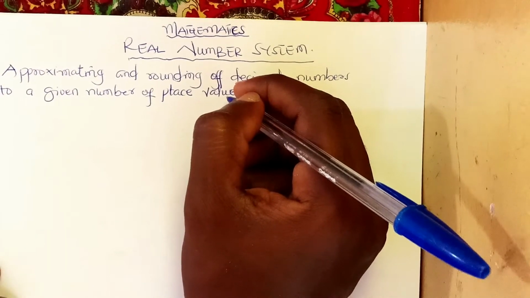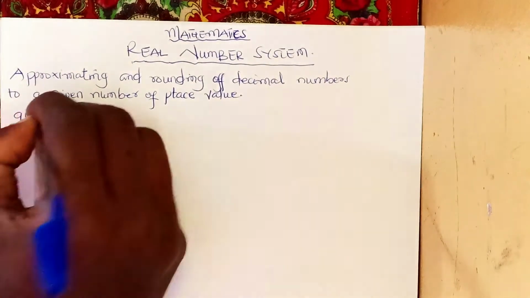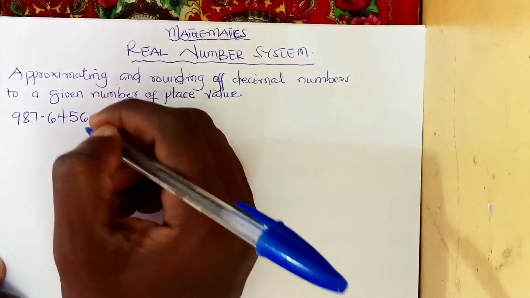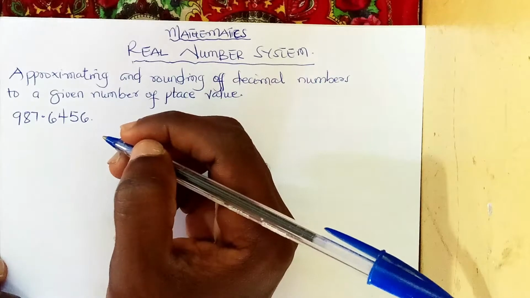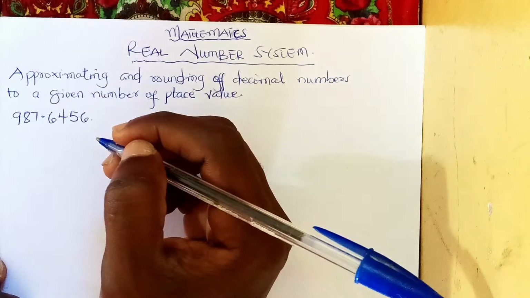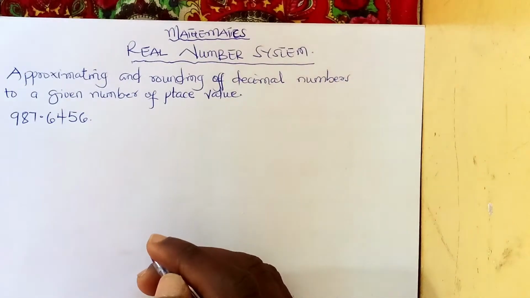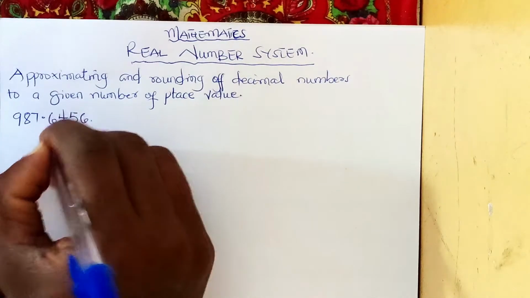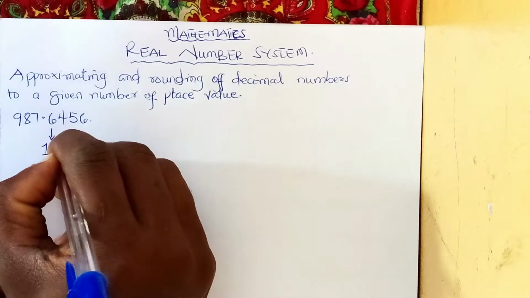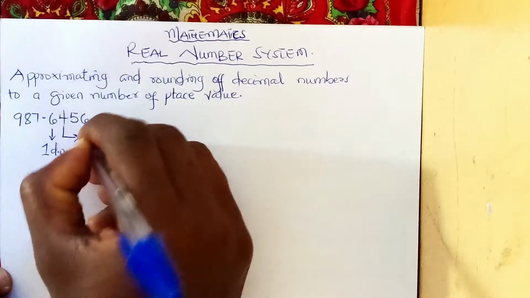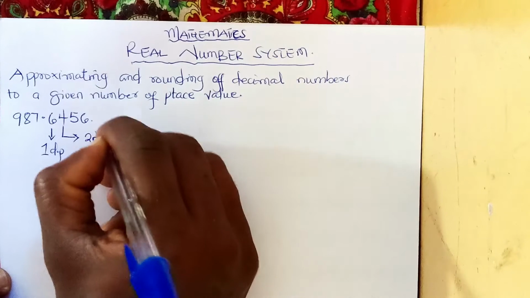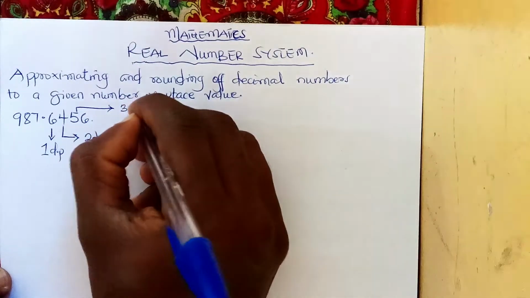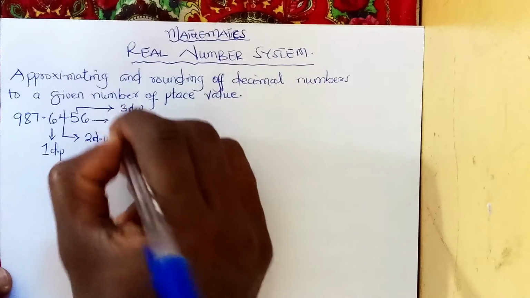So with this, let's pick a number. So we have 987.6456. We can round numbers to their nearest 10, 100, and that of 1,000. With this, we have some parts being the first decimal places, second decimal places, third, and that of the fourth. So we have this one as our first DP, decimal place. The 4, second DP. This, the 5, as our third DP, and the 6 as a fourth DP.